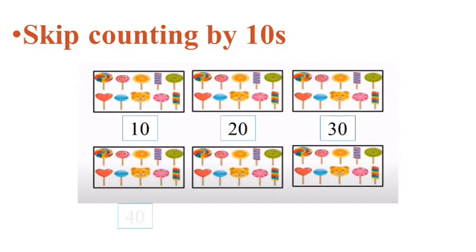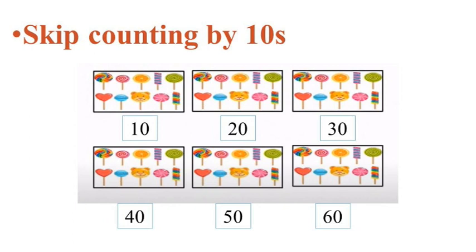So here, 10 candies in one set. So let's start counting by 10. 10, and then the next numbers: 20 plus 10 will get 30, 40, 50 and 60. So total, how many candies are there? Yes, 60 candies are there.